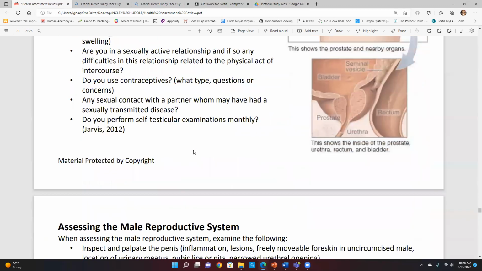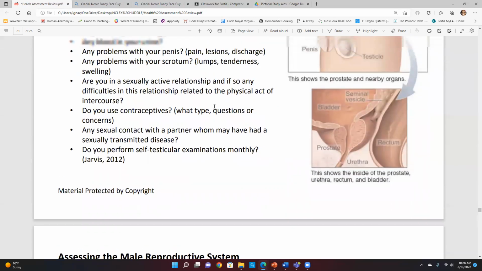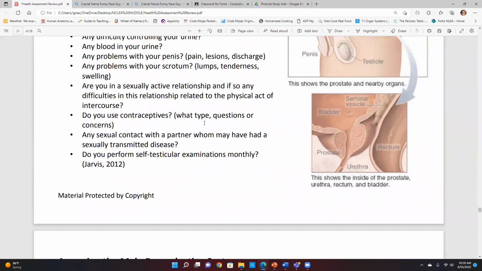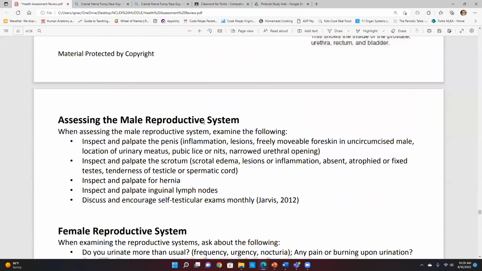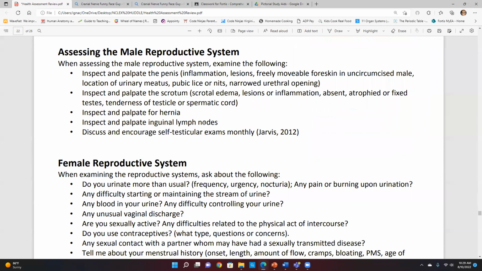So males starting at the age of 15, right, they should be starting their monthly self-testicular examinations, taking their hand and actually rolling the scrotum between their fingers to see if there's any lumps or bumps. Okay, that's going to be important. We ask about sexual activity, contraceptives, right? Those are all things to ask when we're talking about the male reproductive system.